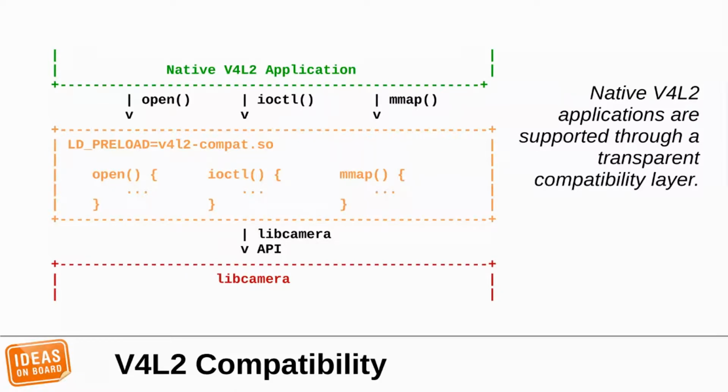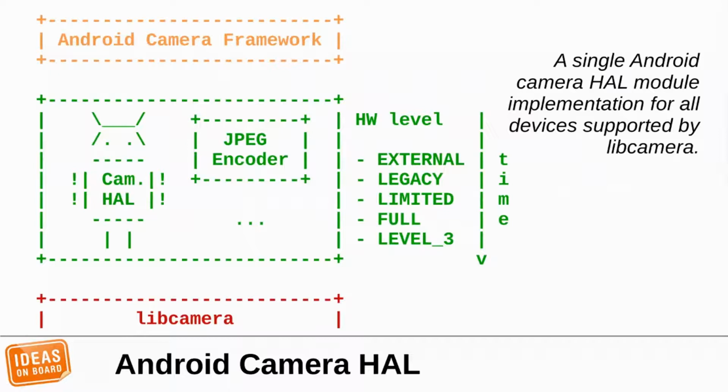On the Android side, also mentioned, we have implemented an Android camera HAL component on top of libcamera. So it works for all the devices supported by libcamera. It's a single implementation, which means that if you want to bring up libcamera on a new device, you write a pipeline handler for your device, you write an IPA module for your device, but you don't have to touch the Android part. And so you get that more or less for free.